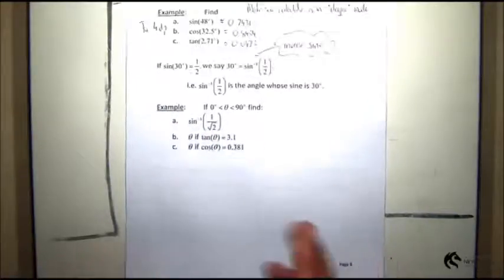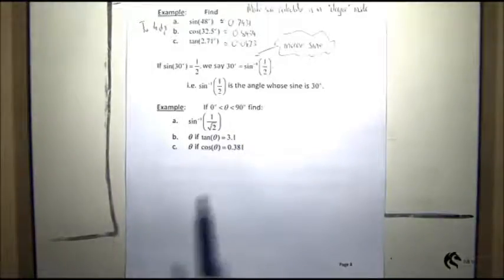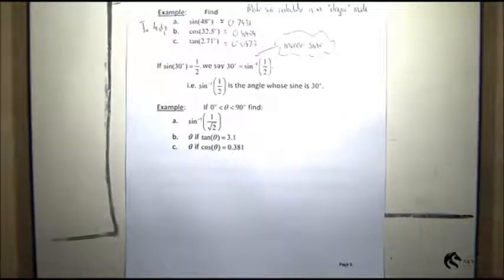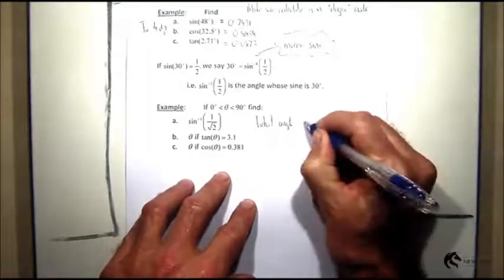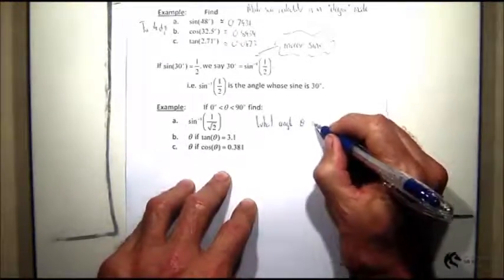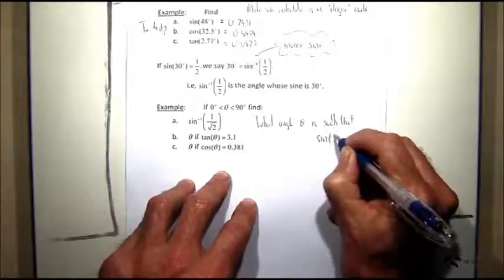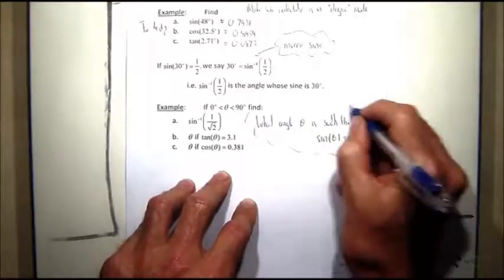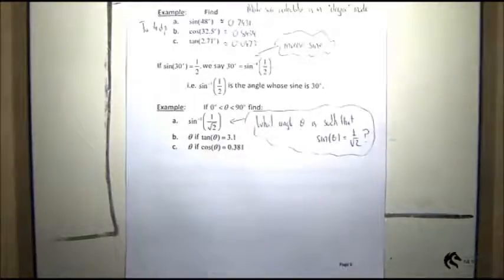So that's our notation, our terminology. And so it says here, if I have angles between 0 and 90, i.e. I'm in my triangle, find sine inverse 1 on root 2. So what it's asking is, what angle, and let me give it a letter, Greek letter theta, what angle theta is such that sine theta is 1 on the square root of 2? That's the question being asked there. What angle has as its sine 1 on the square root of 2?